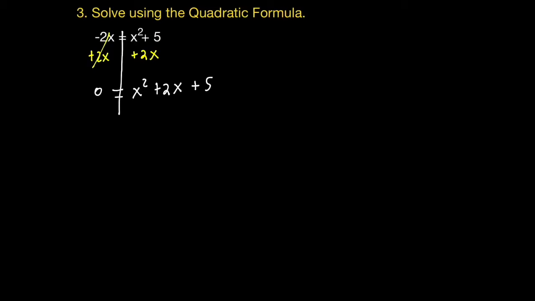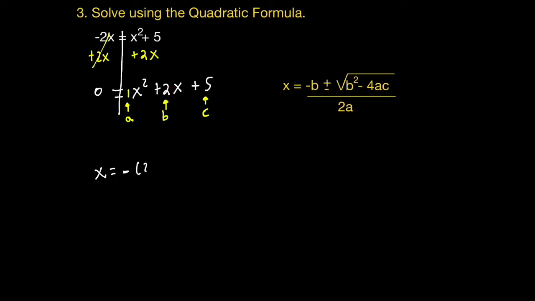Now that I have the quadratic in standard form, I can label the a value, the b value, and the c value. I'm going to plug them into the quadratic formula, so I'm going to get x equal to negative b. B is going to be 2, plus or minus the square root of b squared. So here I'll have 2 squared, and we're going to subtract 4 multiplied by a multiplied by c.